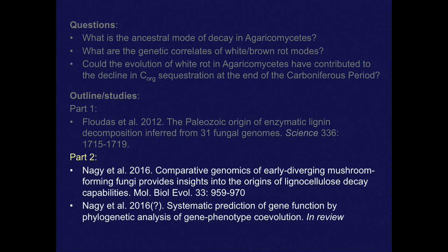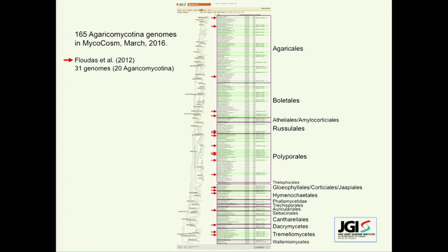One paper published this year in MBE, and another that is struggling through multiple submissions to various journals. So this is the tree of Agaricomycotina on MycoCosm, the remarkable JGI genome portal. So the red arrows here are the genomes that we sampled in the Floudas et al. study. I think we did a pretty decent job sampling diversity, but not so much in the early diverging groups in particular.